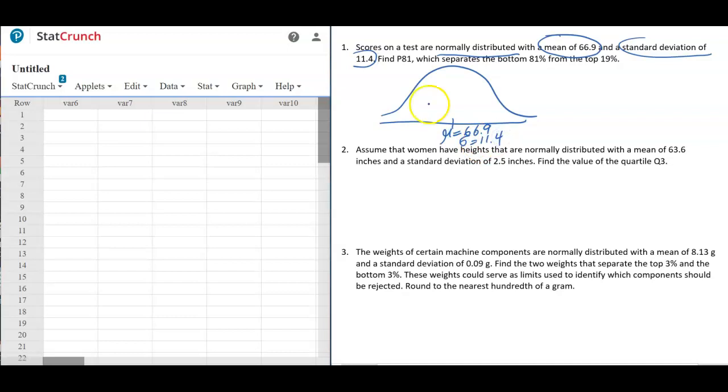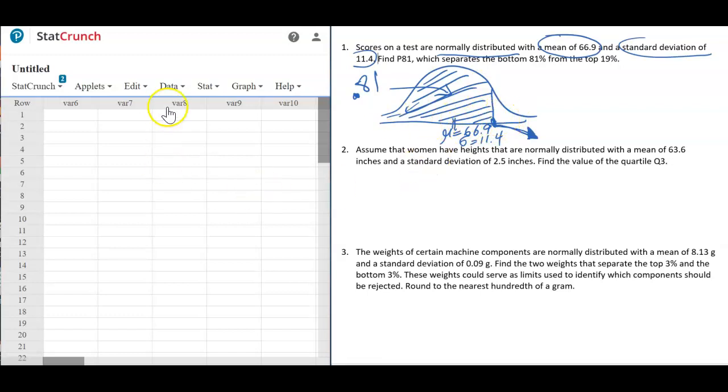We need to find percentile 81. 81% to the left of that value would be approximately this much, 0.81. So we're looking for this test score. It's located to the right of the mean. It's greater than the mean.